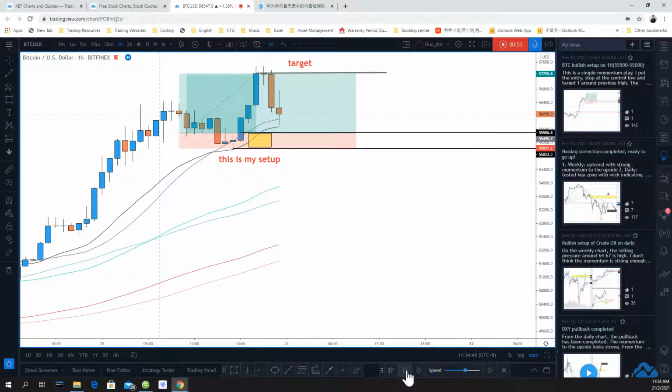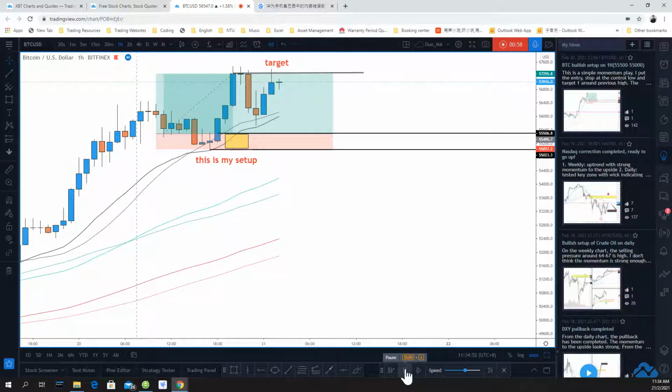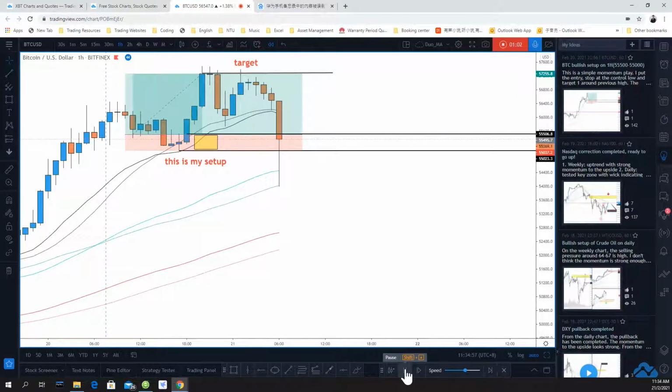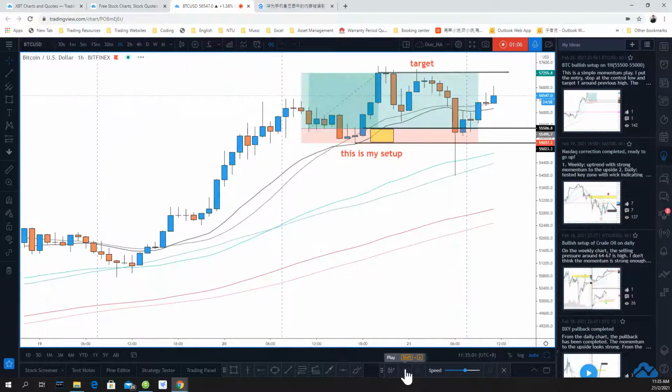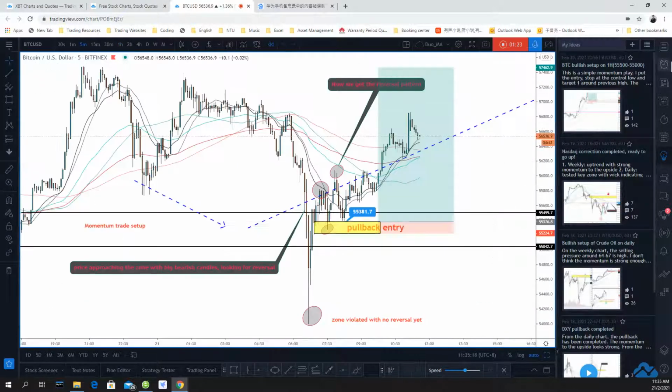Let me click this play button here. Oh, price reached the target first before coming back and stopping us out, coming back to the target zone again. Okay, so does this mean that our setup failed? Probably not. Let's have a look at what happened on the 5 minute chart.